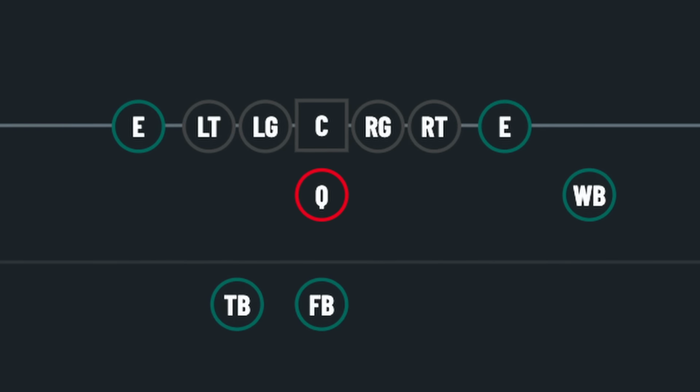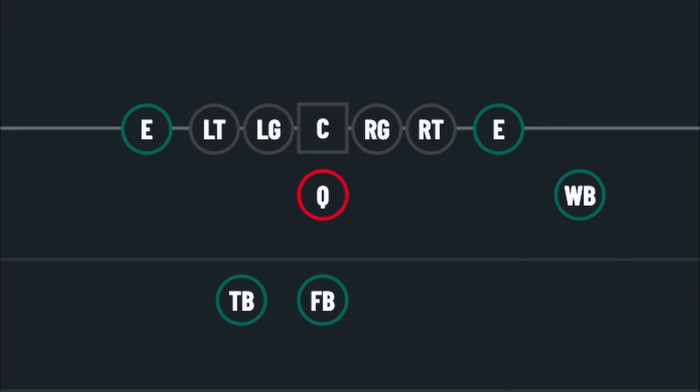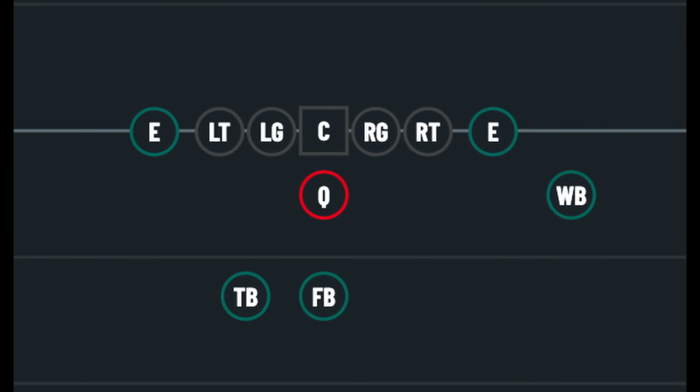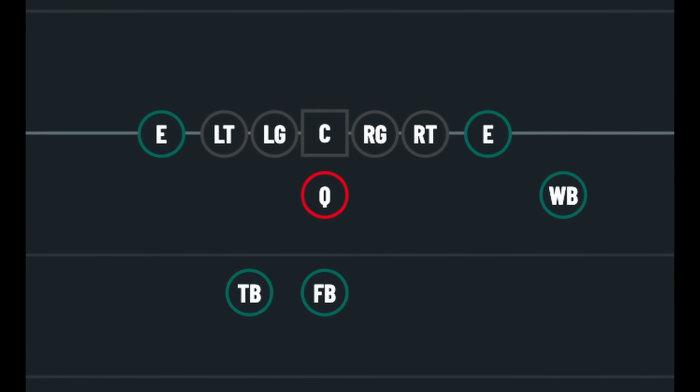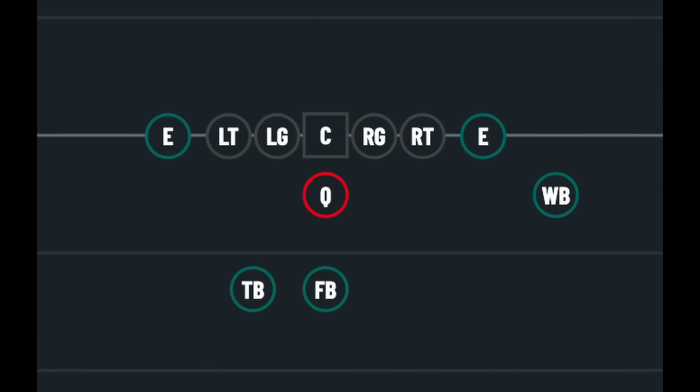The wing T. Dave Nelson at Delaware developed this brilliant hybrid in the early 1950s, essentially combining the T formation with elements of the single wing.